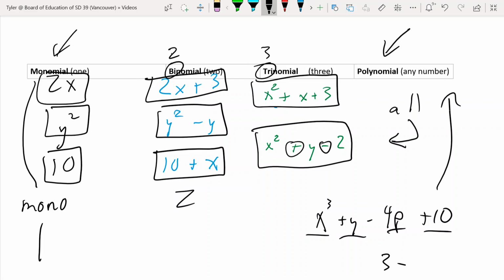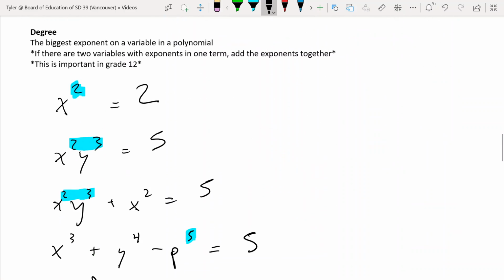But a polynomial is also just 3x. Polynomial means any number, so it doesn't necessarily have to mean that it's big. Degree is a thing that's not really important right now. It's going to be really important in grade 12 when you do pre-calc, but we still need to know what it means. So basically the way degree works is when you're looking at exponents, you look for the biggest exponent in a polynomial. That number is your degree.